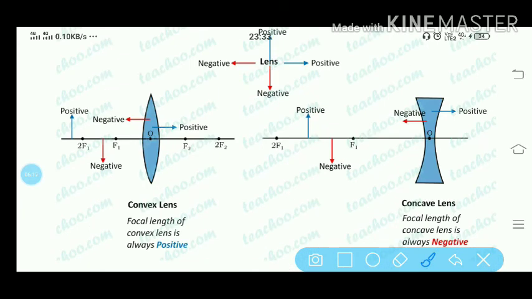Rule number 2: for a concave lens, the focal length is always negative, and for a convex lens, the focal length is always positive. Once again, for a convex lens, the focal length is always positive, and for a concave lens, the focal length is always negative. Next, rule number 3.